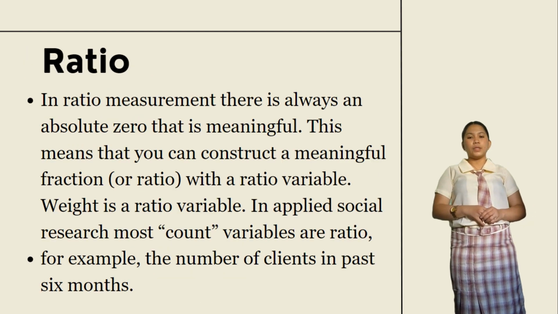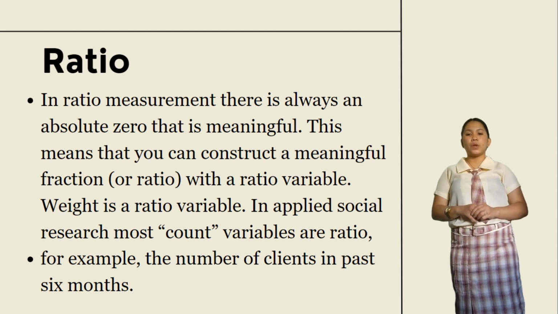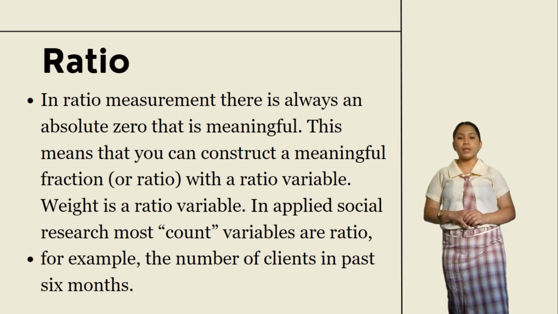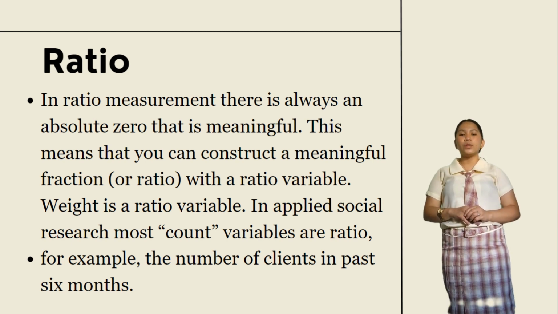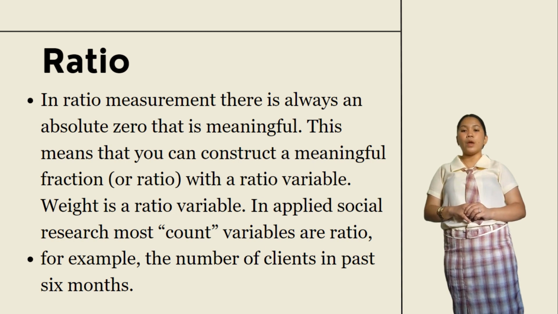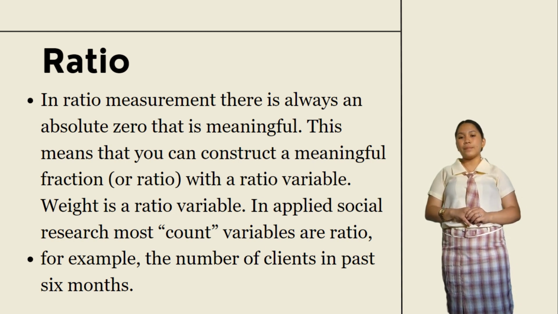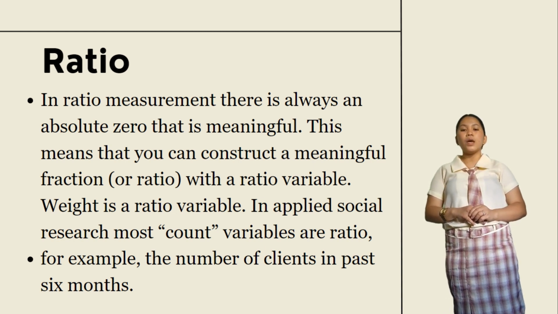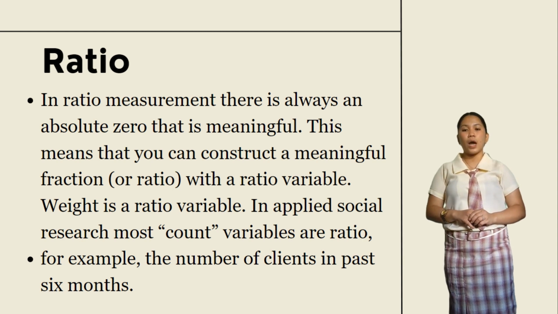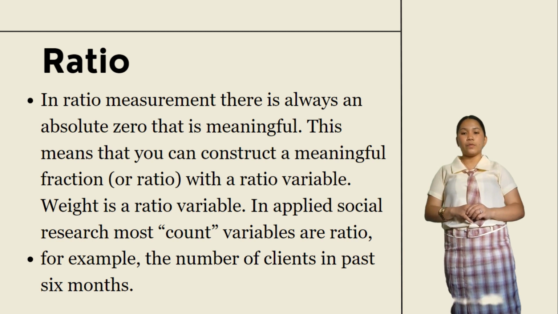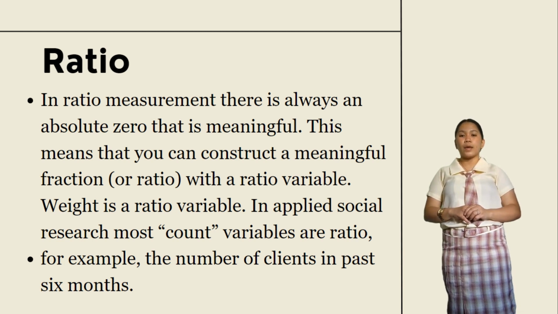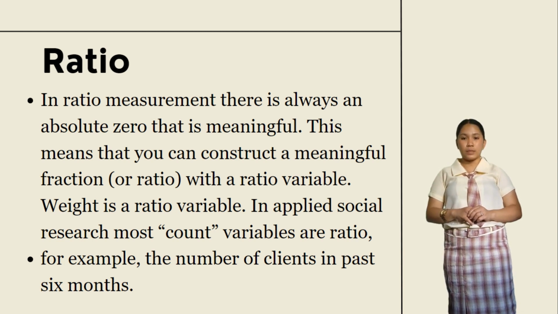And now let's go to the last level of measurement, which is called ratio. This is the highest level of measurement and possesses all the characteristics of the previous levels. Ratio data have an absolute 0 point where 0 indicates the complete absence of the measured attribute. This means that you can construct a meaningful fraction or ratio. Weight is also a ratio. Another example is the number of clients in the past 6 months.